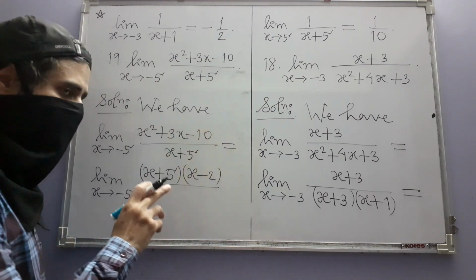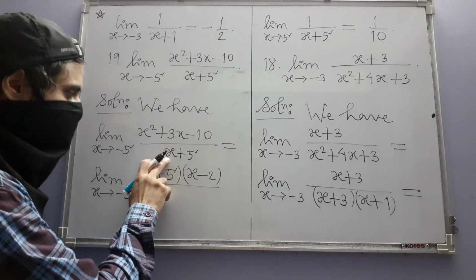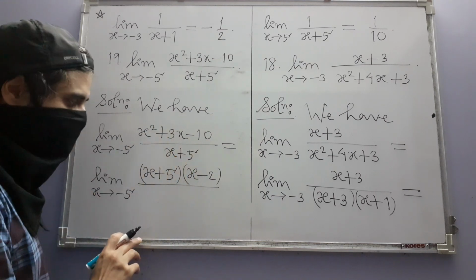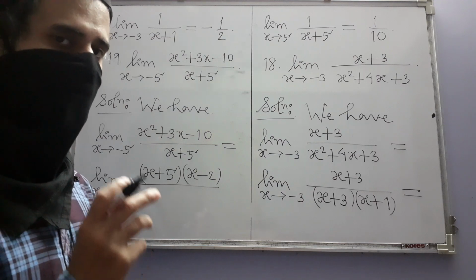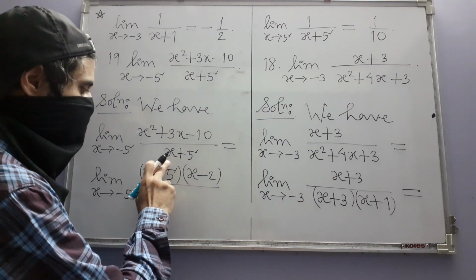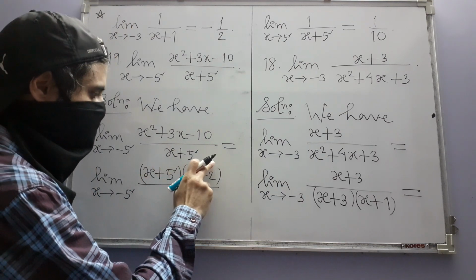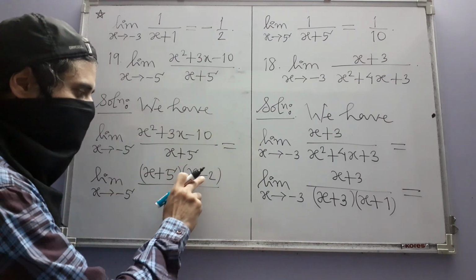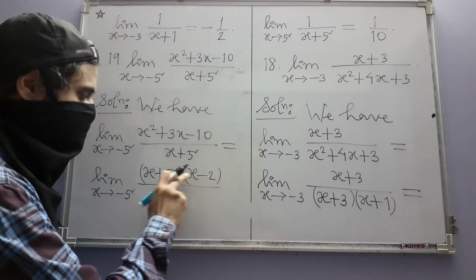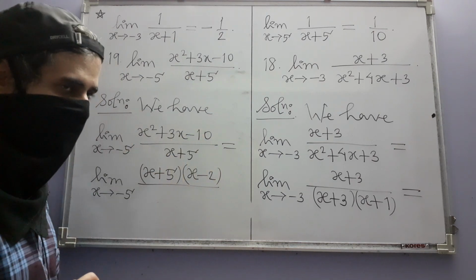However, because these things have been cherry-picked for us, you can guess the other factor by looking at this constant term. You know that you are supposed to get x plus 5 in the numerator. So you just blindly write x plus 5. That is supposed to be one factor. But then what is it that you need here so that you get minus 10? Obviously you should write minus 2, because 5 times minus 2 will give you minus 10.